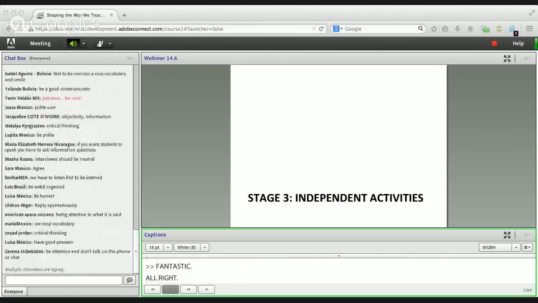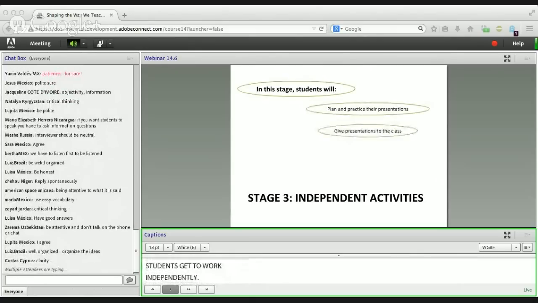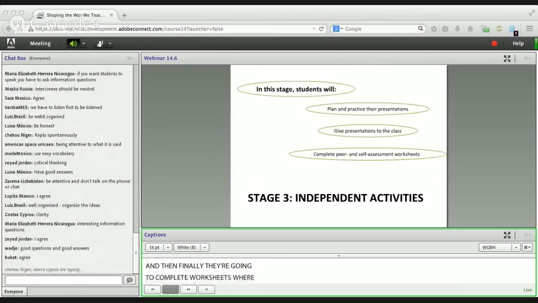This is the exciting stage where students get to work independently. So they're going to plan and practice their group presentations. They're going to give presentations to the class. And then finally, they're going to complete worksheets where they assess their peers' performance and themselves. And of course, they'll also receive a grade from the teacher.